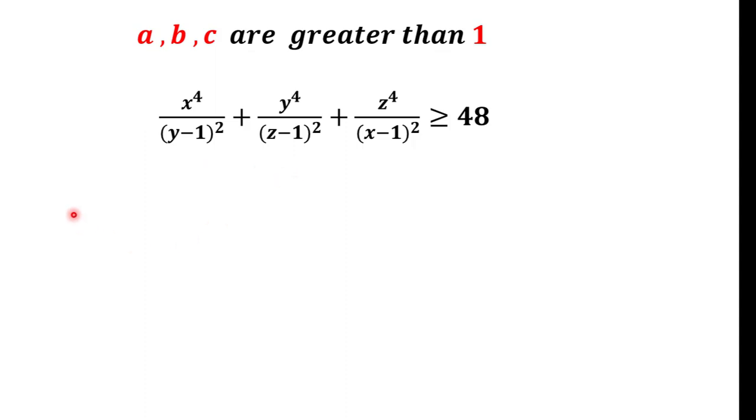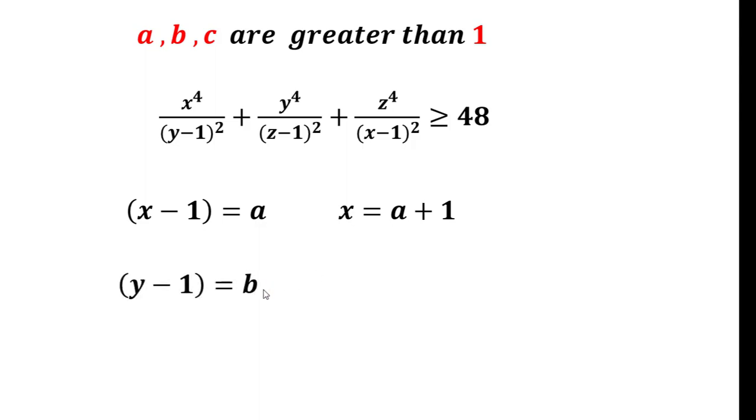In the first step we want to use the change of variable method and we put x minus 1 equals a, so x becomes a plus 1. Also we put y minus 1 equals b, and y is going to be b plus 1, and we put z minus 1 equals c, and z is going to be c plus 1.